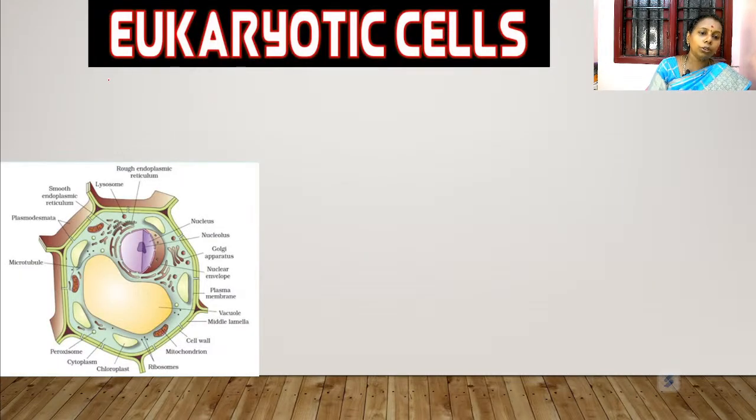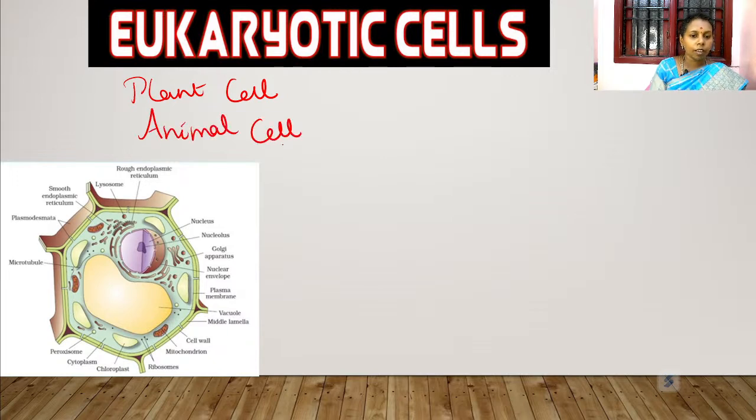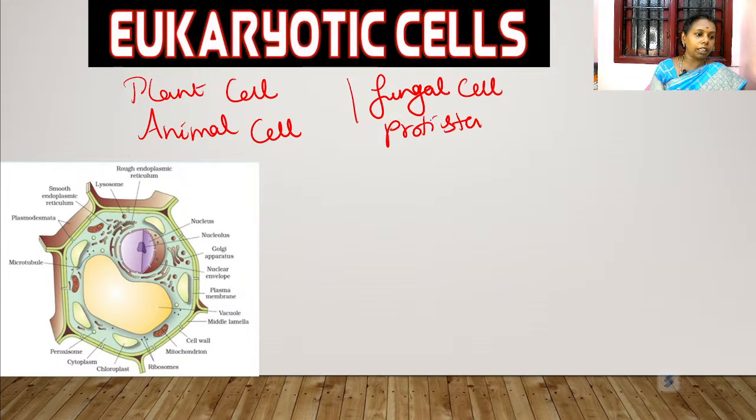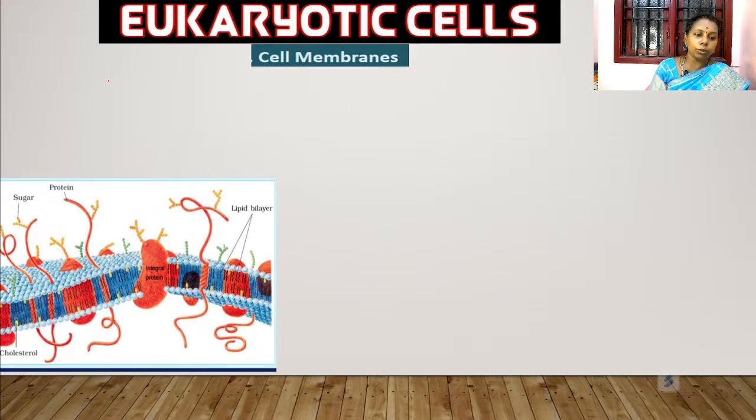So, eukaryotic cells include plant cell, animal cell, and fungal cell. All these, even protista, are eukaryotic only. We are going to discuss the components of the eukaryotic cell. The first one we are going to discuss is the plasma membrane. Only after the 1940s, after the invention of electron microscopy, could we visualize the plasma membrane.